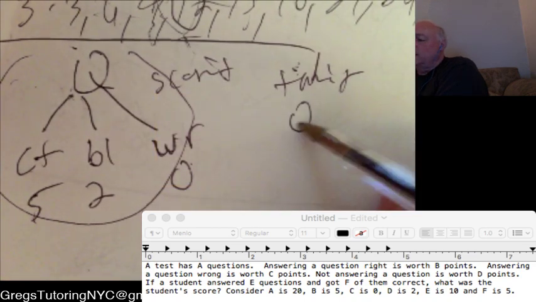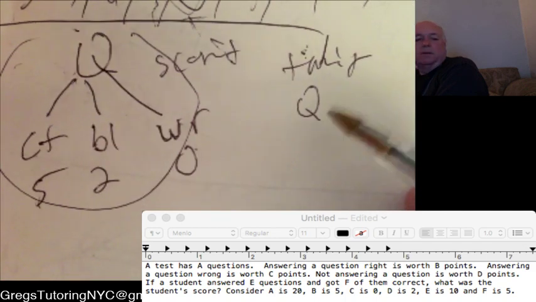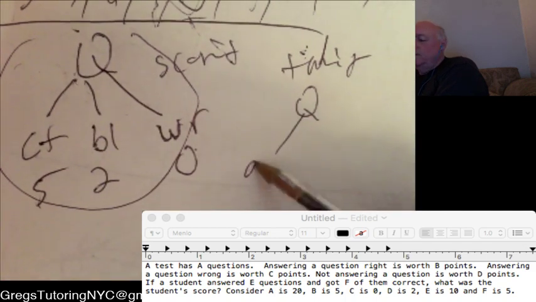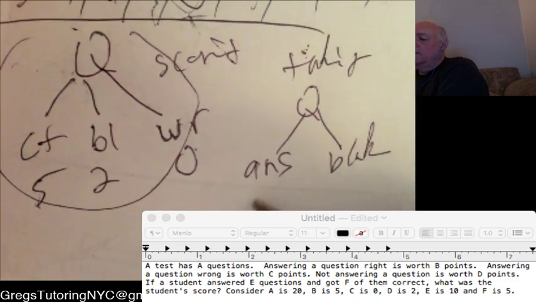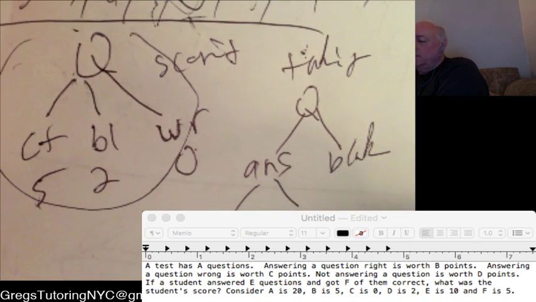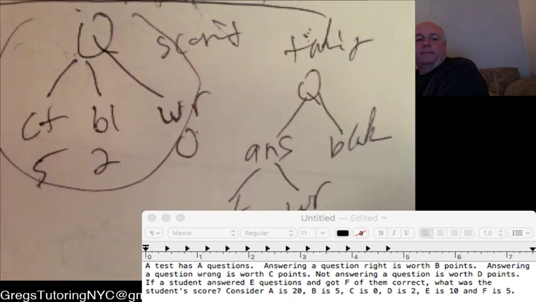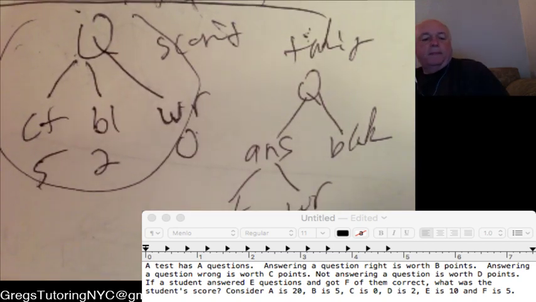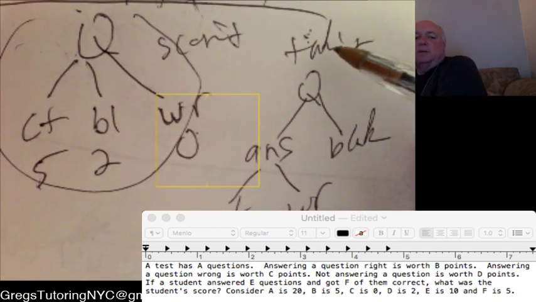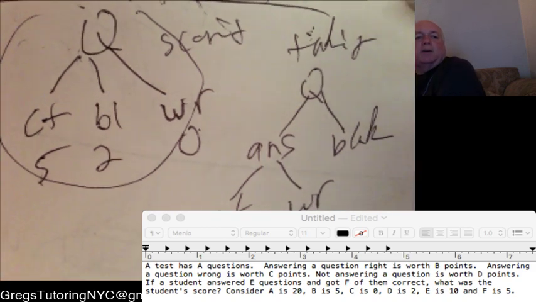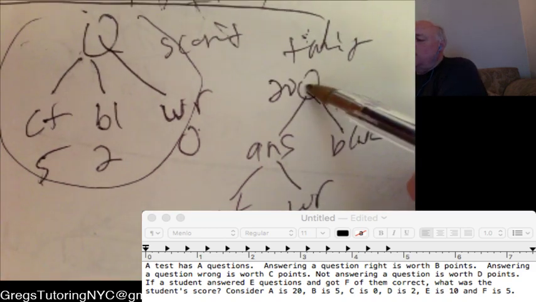You have a bunch of questions, right? And basically, you can either answer them or leave them blank. If you answer them, you're going to get it correct, or you're going to get it wrong, right? So let's fill in what it says she did. It said she has B questions and B was 20. So she has 20 questions, okay?